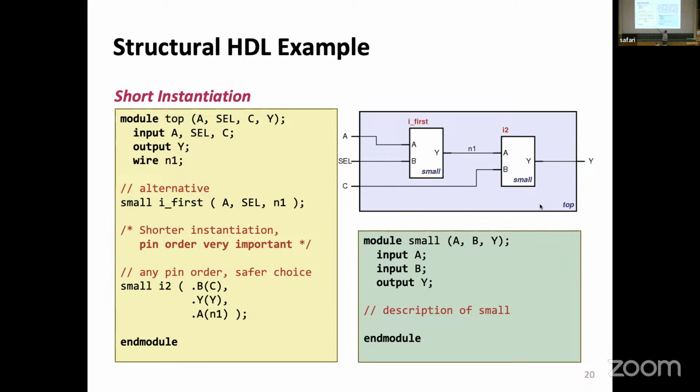Whereas when you make this, you can also do them in any ordering. You don't have to follow this order. You say pin B of I2 connects to C, pin Y of I2 connects to Y, pin A, etc., etc. So you are not bound by the declaration order, which is very, very important, once again, to reduce sources of error.